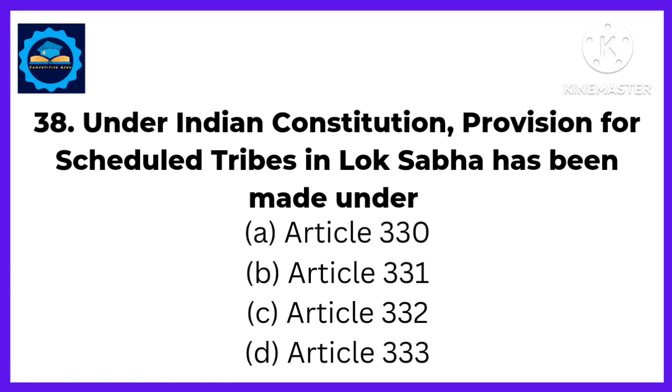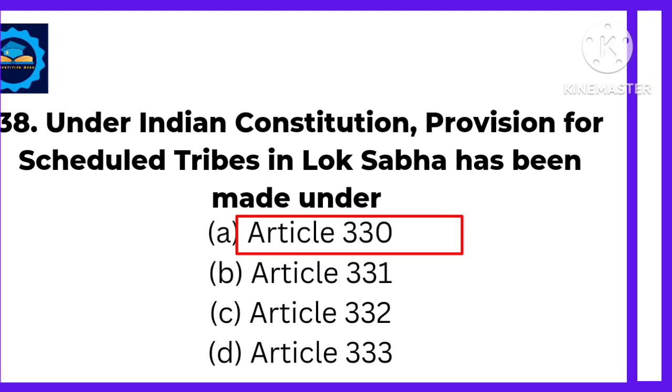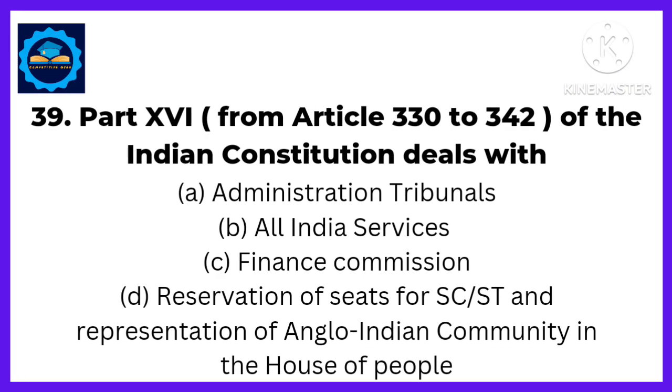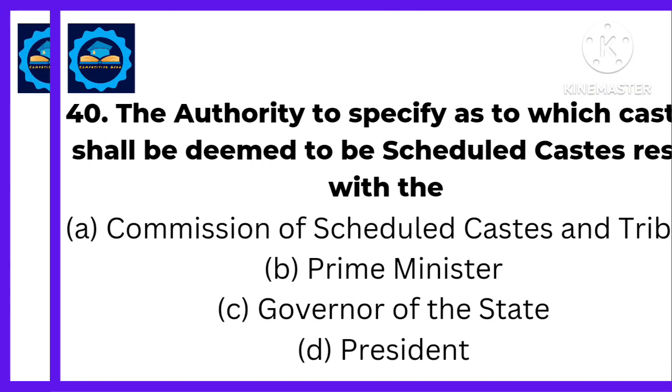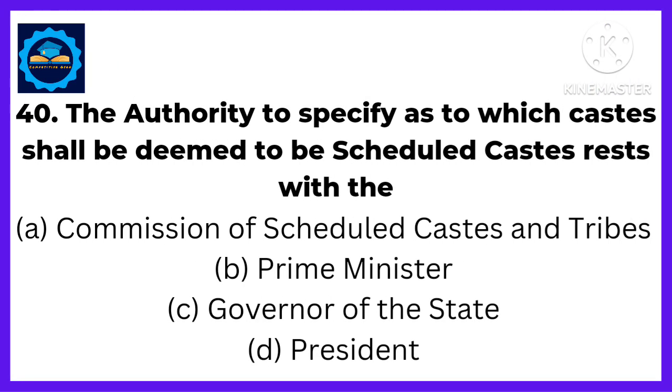Next, under Indian Constitution, provision for Scheduled Tribes in Lok Sabha has been made under? Answer: Article 330. Next, Part XVI from Article 330 to 342 of the Indian Constitution deals with the? Answer: Reservation of seats for SC or ST and representation of Anglo-Indian community in the House of the People. Next, the authority to specify which caste shall be deemed to be a Scheduled Caste rests with the? Answer: President.